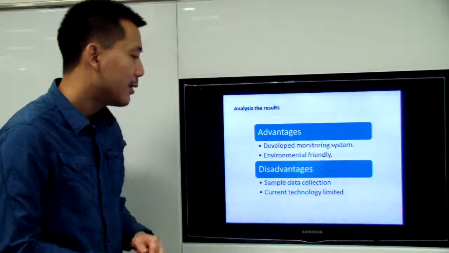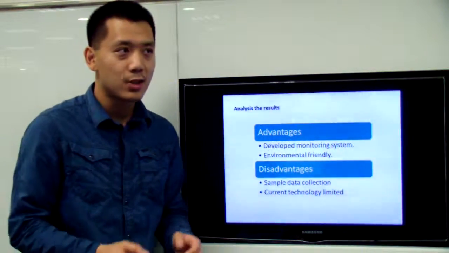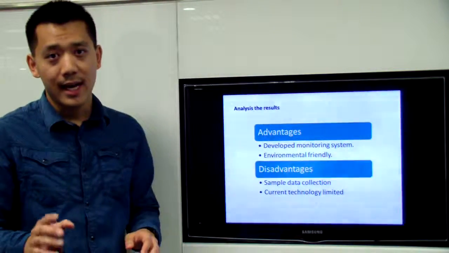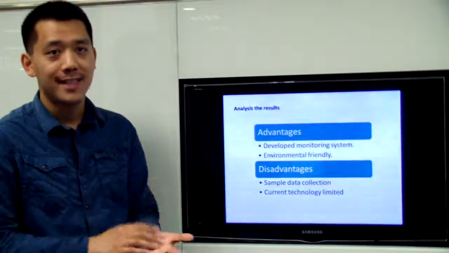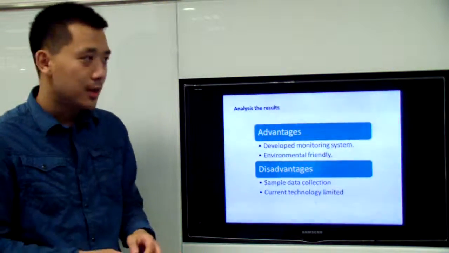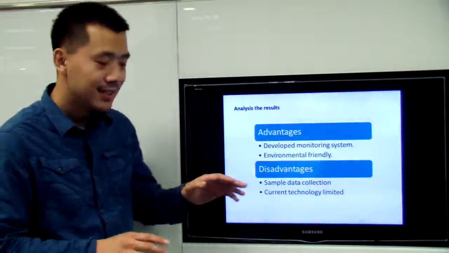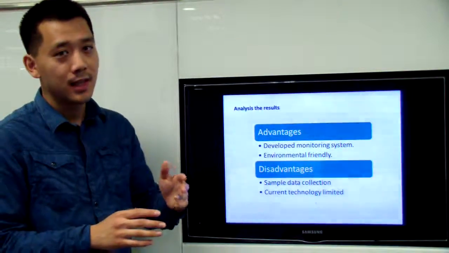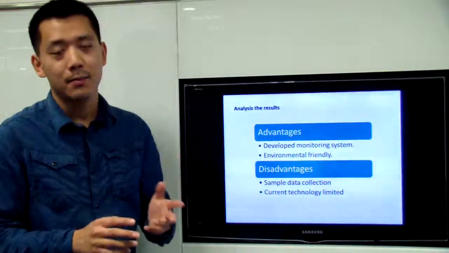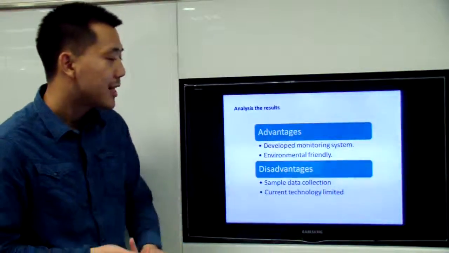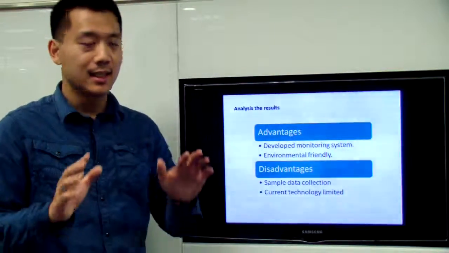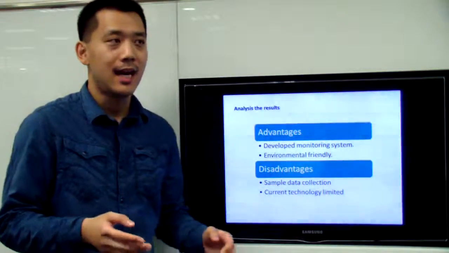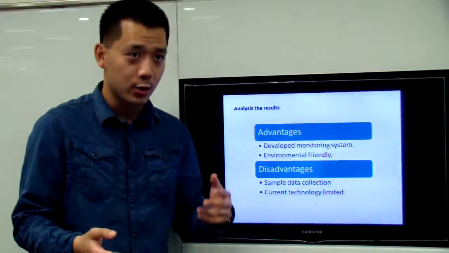The next one is current technology being limited. As recorded, there are 130 antibiotic bacteria found in the world, but the existing technology in water treatment systems can only remove fewer than 30. So current technology is a very big limitation, but I think as technology develops, everything will be fixed soon.